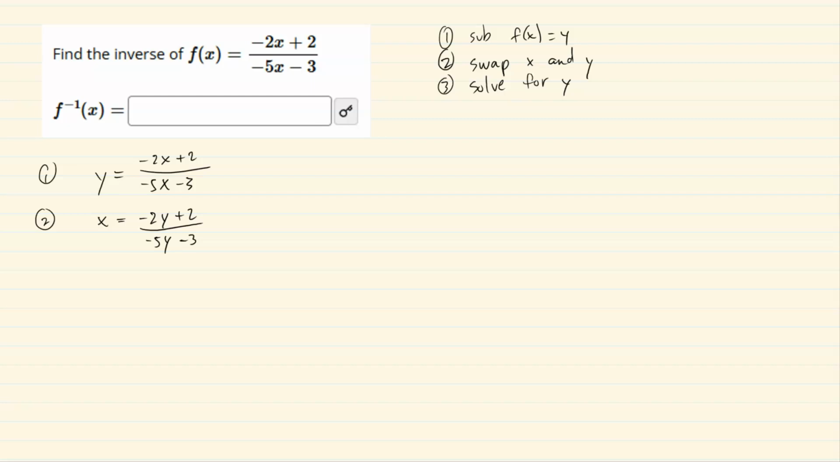And the idea is we want to isolate y. Generally, you just want to isolate y on one side of the equation, and sometimes it takes some tricks. This one involves a trick. So let's take a look at this. First step, you want to multiply negative 5y minus 3 on both sides of the equation.